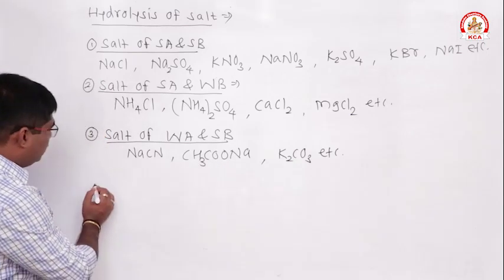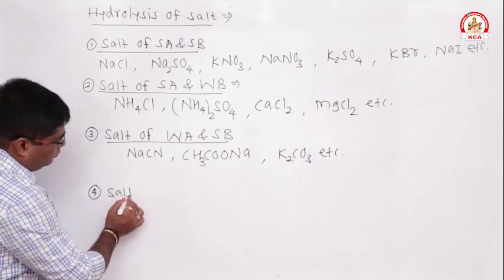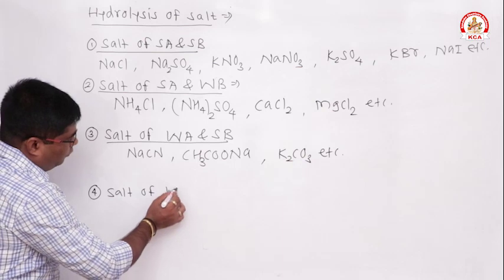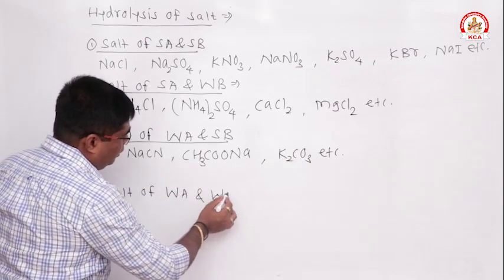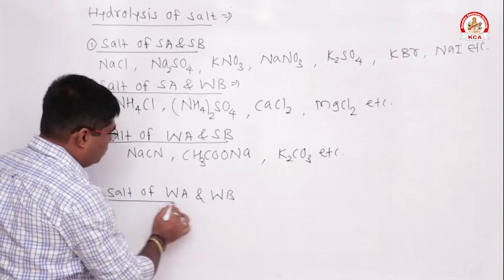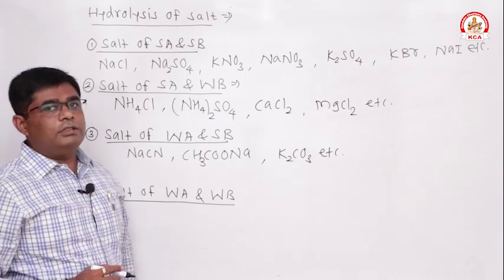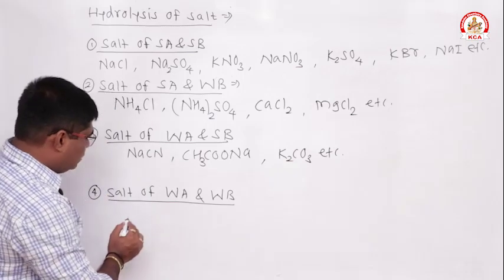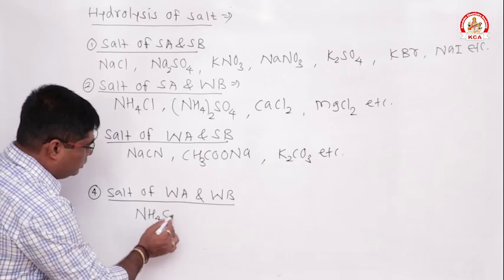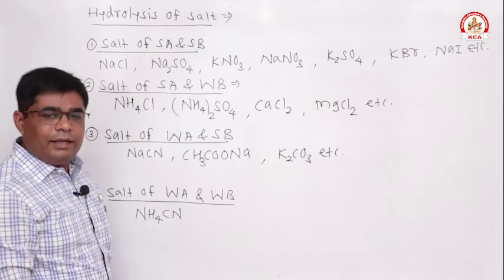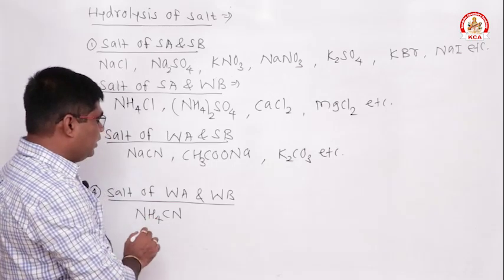And then the fourth type of salt, that is the salt of weak acid and weak base. So which are that salt of weak acid and weak base? That is the series 1, NH4Cl, ammonium cyanide. Ammonium cyanide is the salt of weak acid and weak base.